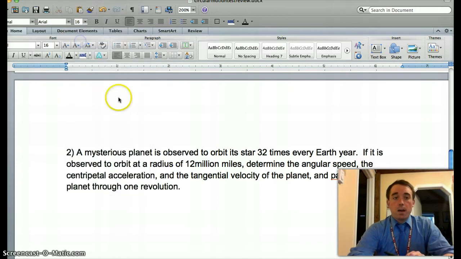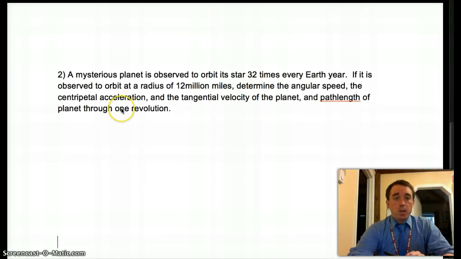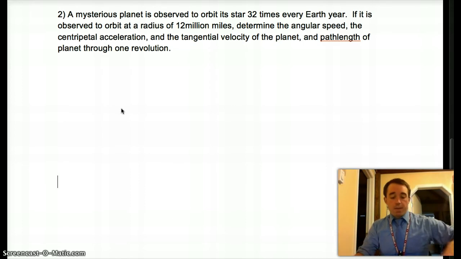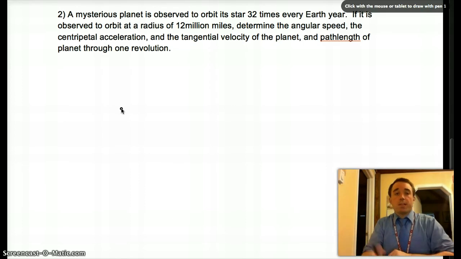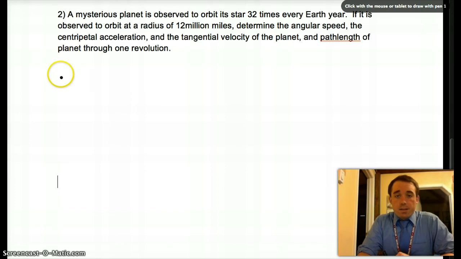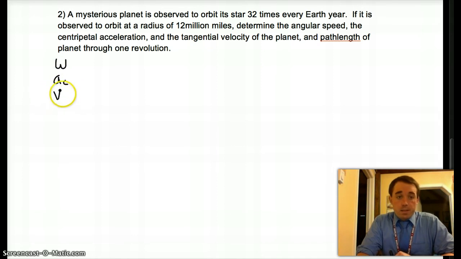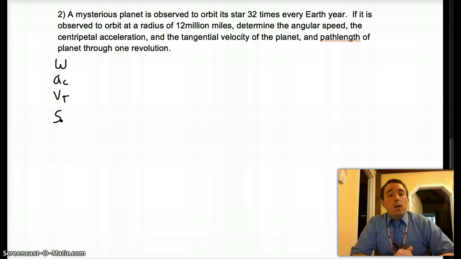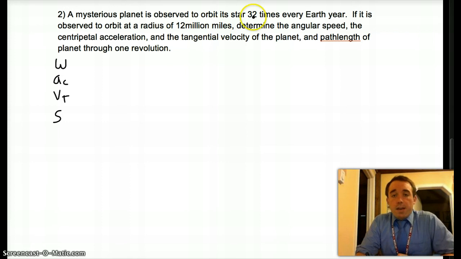Hey guys. So you were assigned question number 2, and question number 2 is about this mysterious planet, and we have to go through and try to figure out a couple different things. We've got to find the angular speed. Angular speed is omega. We've got to find the centripetal acceleration, and we've got to find the tangential velocity, lots of things to find, and the path length of the planet. Okay, so to find these things, I have to use some information.